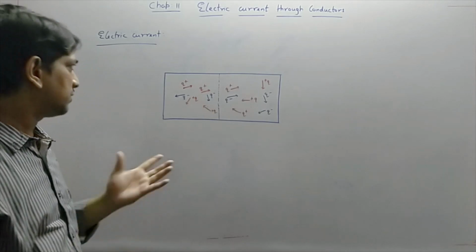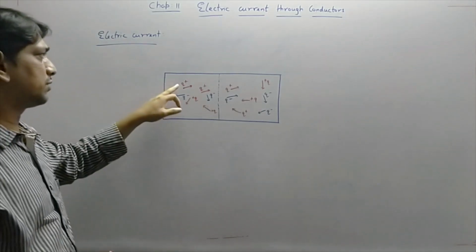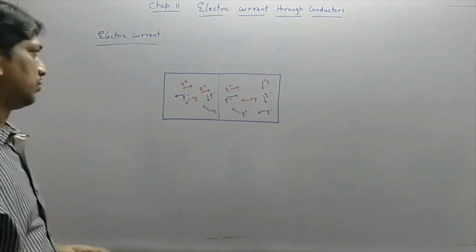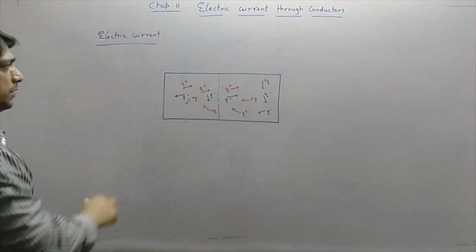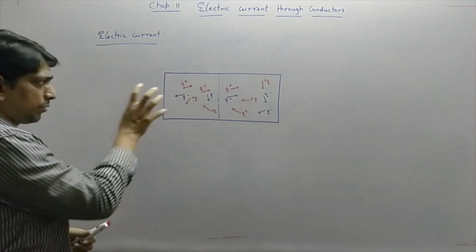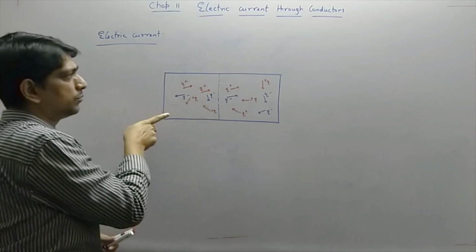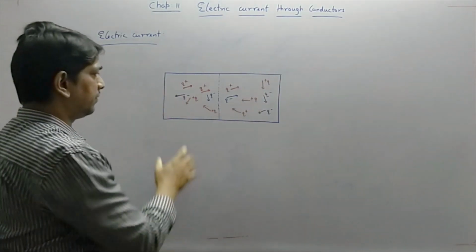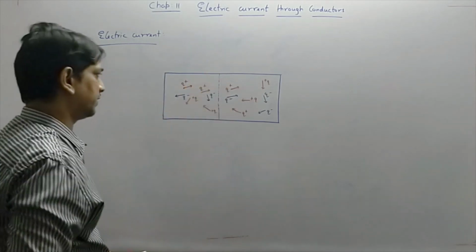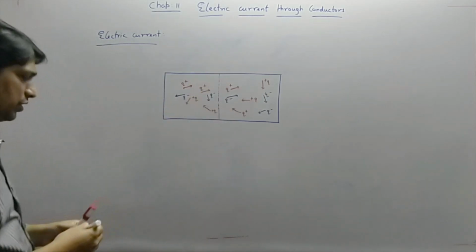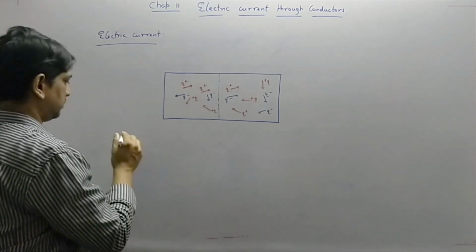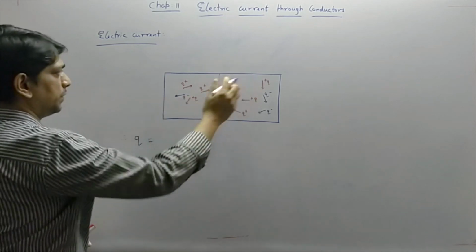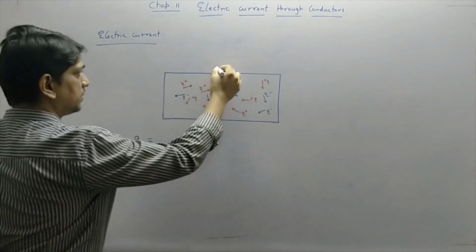So positively charged particles we can take as Q plus, and negatively charged particles we can take as Q minus. So let Q plus be the net amount of positively charged particles moving in the forward direction, and Q minus the net amount of negatively charged particles moving in the forward direction. Therefore the total charge is due to the net amount of charge flowing in this plane. Suppose we are taking this as the plane P.